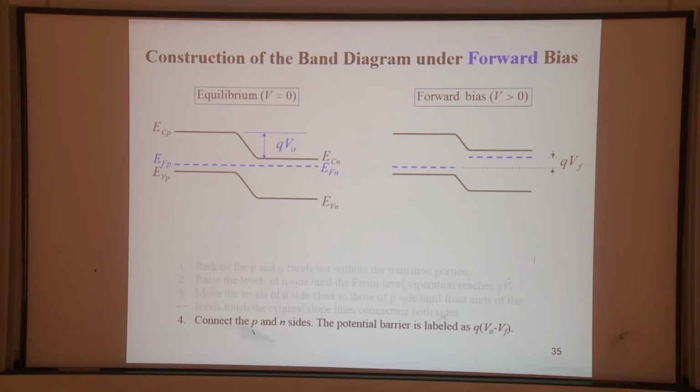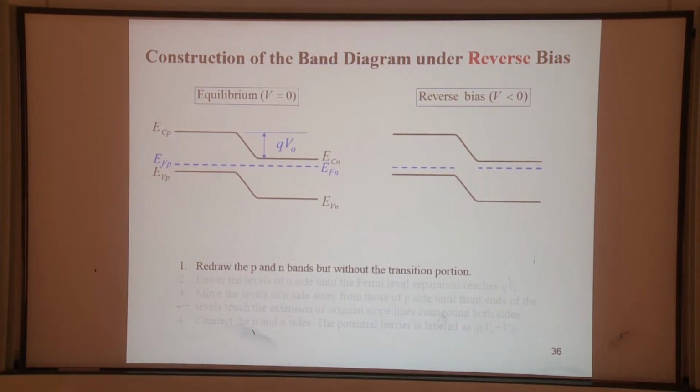All right? Then since you raise the N side by QVF, the conduction edge barrier reduces from QV0 to QV0 minus QVF. Okay? It's very straightforward. Then you can remove everything else. Then add these labels on each side. Then you get the new band diagram for the forward condition. Right?